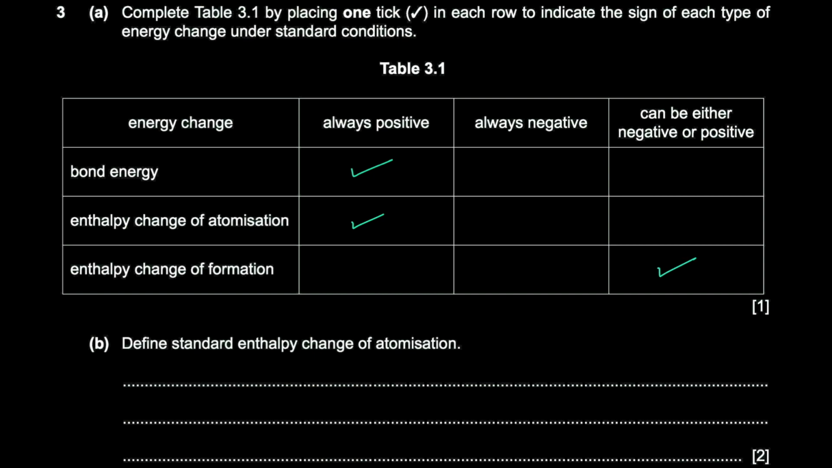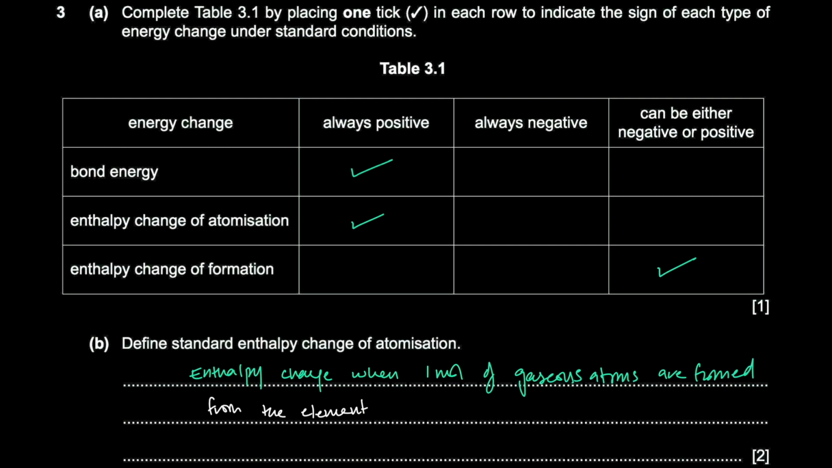Define the standard enthalpy change of atomization. The standard enthalpy change of atomization is the enthalpy change when 1 mole of gaseous atoms is formed from the element in its standard state.